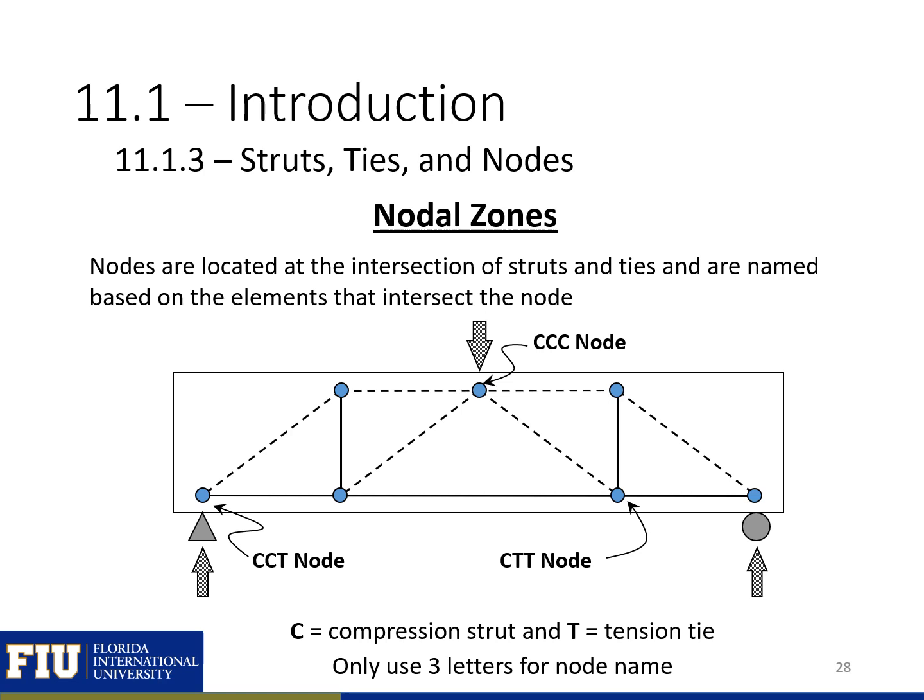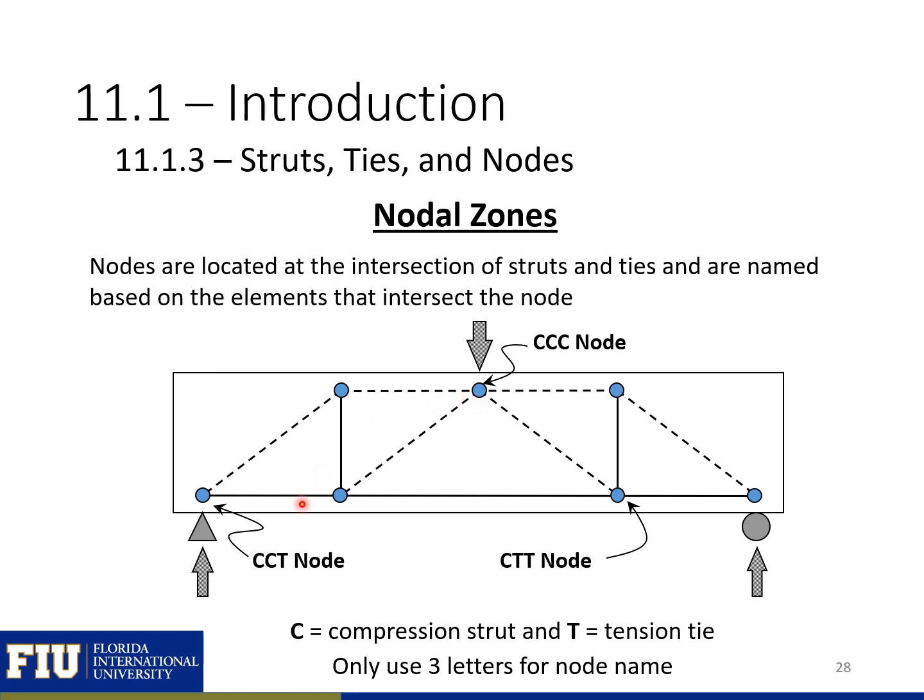The next element that we're going to talk about is nodes, or nodal zones. Our nodes are located at the intersection of our struts and our ties, and they're named based on the types of elements that intersect the node. If we have all compression elements intersecting the node, then we call this a CCC node, so all compression at the node. And this type of node is our strongest node.